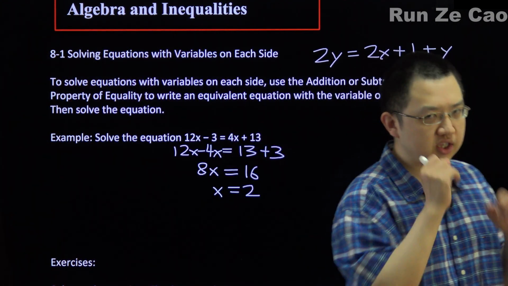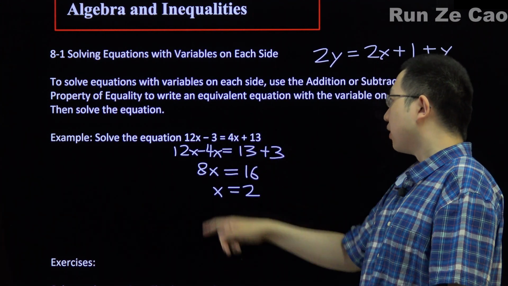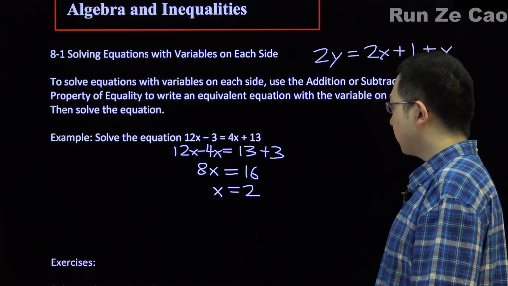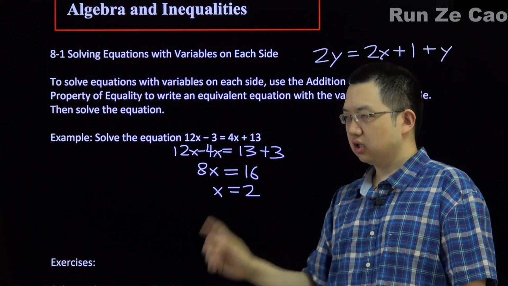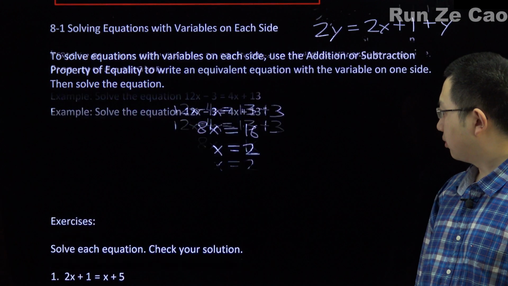Notice that that's way easier to say than the, oh, let's subtract 4x from both sides and let's add 3 to both sides. Think of it as just rearranging. That's why the think of it as rearranging thing showed up.